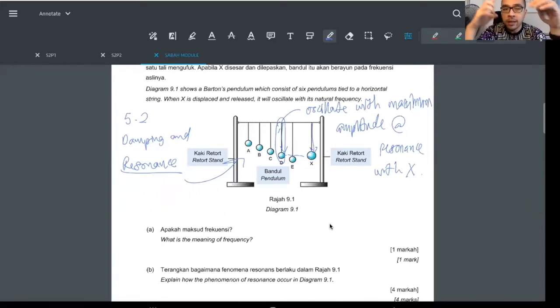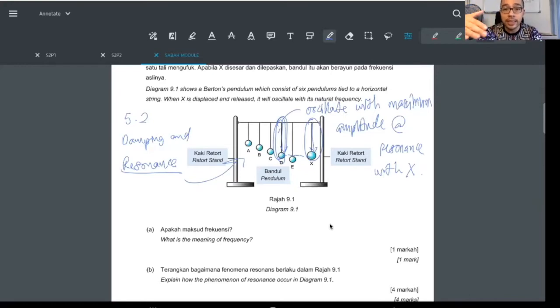The common misconception that a lot of students get is, oh, A, B, C, and E do not move at all, which doesn't make sense at all, really. If you tie everything to a string, you mean A, B, C, and E will try very hard not to move and will just stay still? No, cannot. I'm sure they will move. They will definitely move. But there is one that will move with the maximum amplitude, and it is the one that has the same length of string as X, the driver pendulum. Everybody else, A, B, C, and E, will oscillate. It's just not going to oscillate very much.